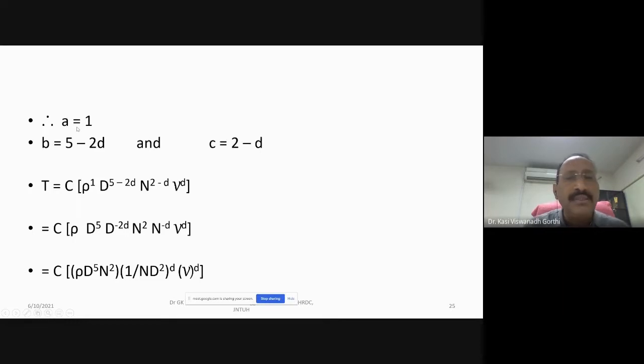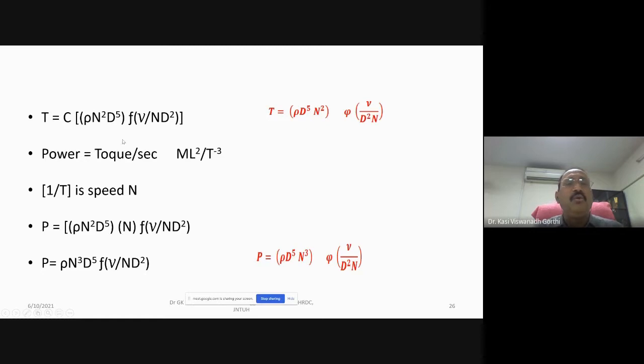So A is equal to 1, C is equal to 2 minus D, and B is equal to 5 minus 2D. Substitute those values back here. Rho to the power 1, d to the power B, 5 minus 2D, n to the power 2 minus D, mu to the power D. So separate out all the terms here. You have got C into rho d to the power 5 n squared into mu by n d squared to the power D. The moment you are reverting back to the functional relation from the exponential relation, these power exponent variables will go. So into a function of mu by n d squared.